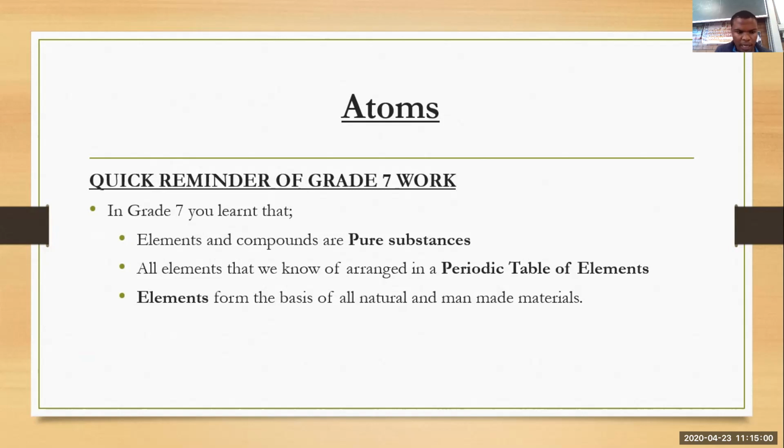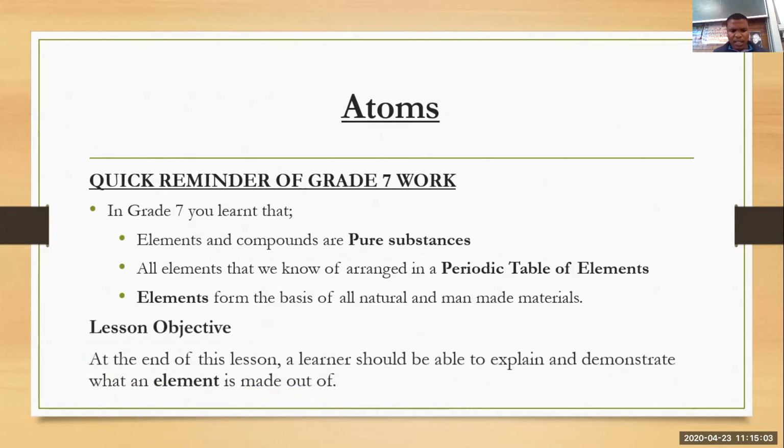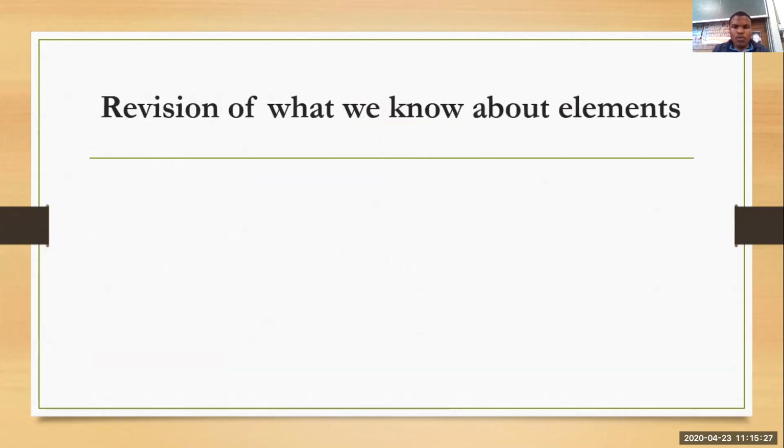We look into that. So the lesson objective here is, at the end of this lesson, a learner should be able to explain and demonstrate what an element is made up of. So, in as much as we're going to look at atoms, we're going to look at what exactly makes up an element. And you as a learner, you must be able to explain as well as demonstrate what an element is made out of. So let's look at revision of what we know.